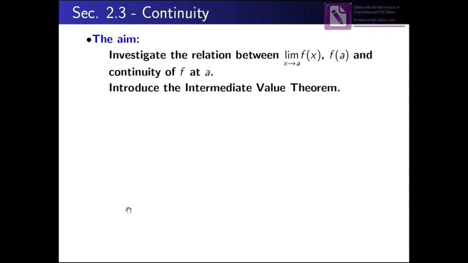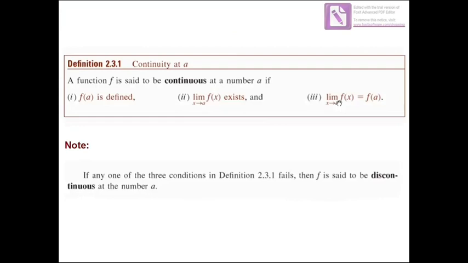Section 2.3 Continuity. The aim of this section is to investigate the relation between the limit of f(x) when x approaches a, f(a), and continuity of f at the point a. Also to introduce the intermediate value theorem. So let us start with Definition 2.3.1, which is the definition of continuity at a.